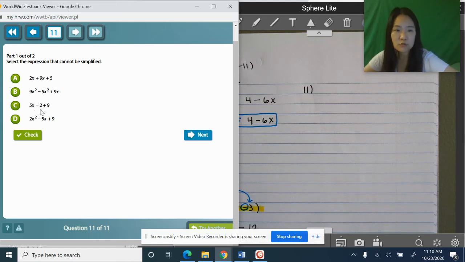5x minus 2 plus y. That's not it either because you could still solve your constants here. Let's look at the next one. The answer is the next one.